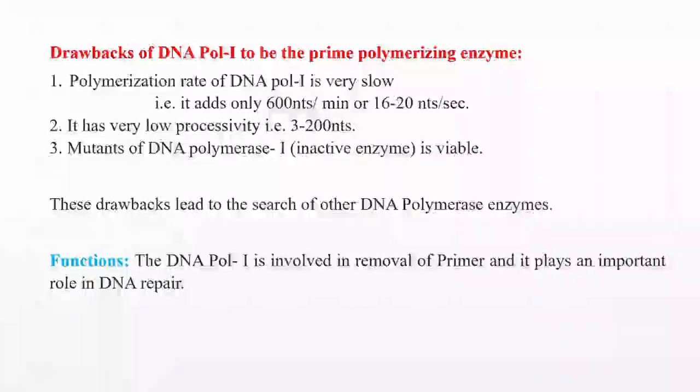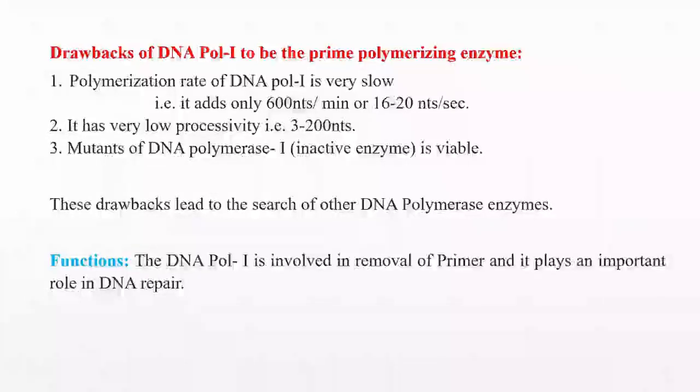In spite of all the activities, there are certain drawbacks of DNA polymerase 1 as the prime polymerizing enzyme. They are: the polymerization rate of DNA polymerase 1 is very slow. It adds only 600 nucleotides per minute. It also has a very low processivity, only 3 to 200 nucleotides.